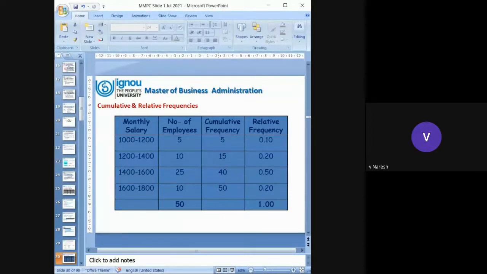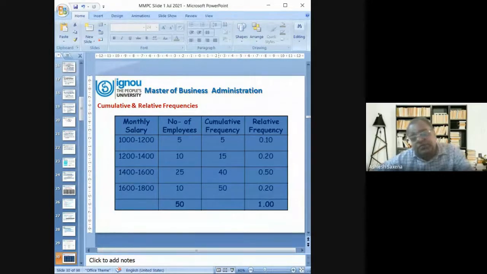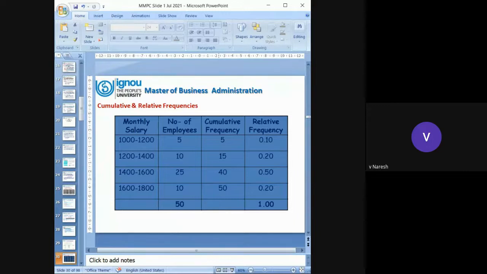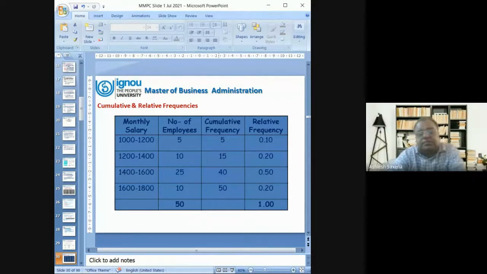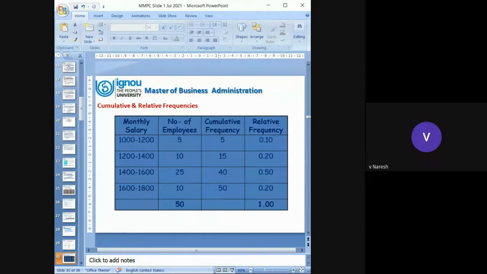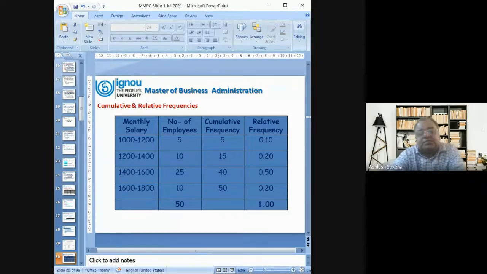Sir, can you explain how the relative frequency is being calculated? So we have to use two values. What will be the value of 5 by 50? It is 0.1. The next one, 10 by 50? 0.2. 25 by 50? 0.5. 10 by 50? 0.2. Okay, sir, got it. I want you people to ask me questions.